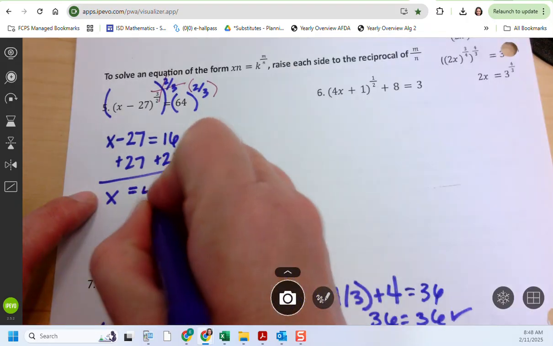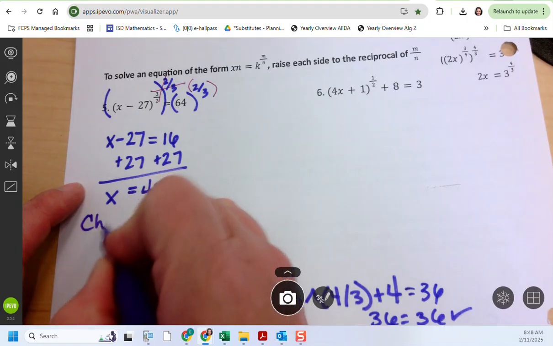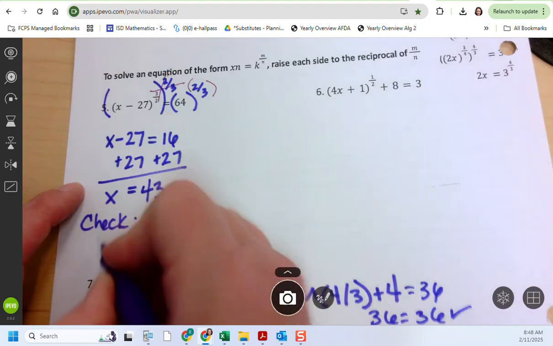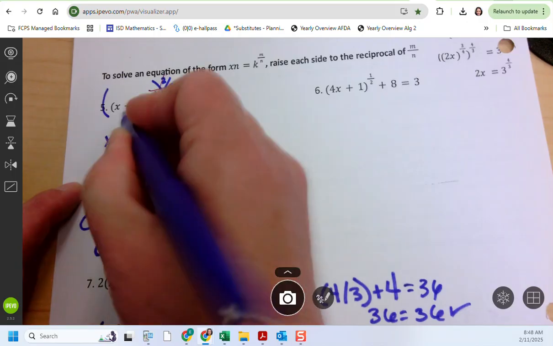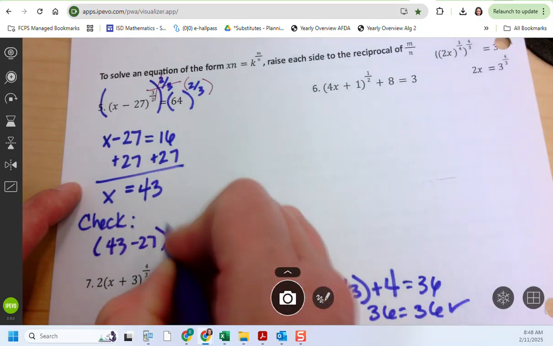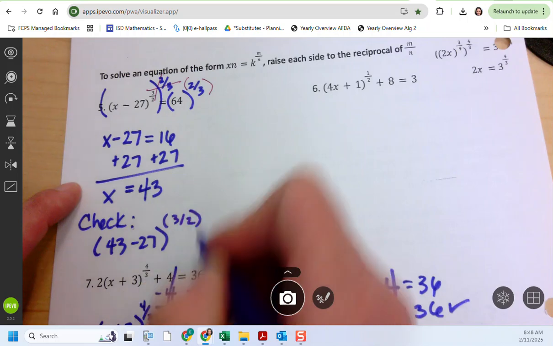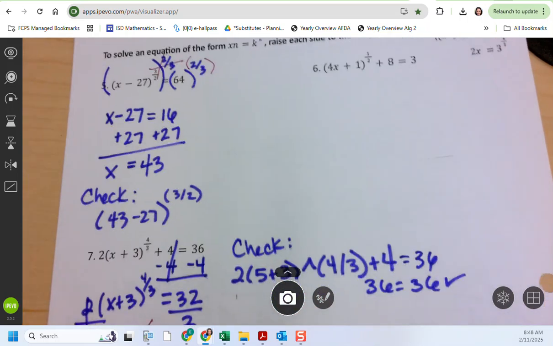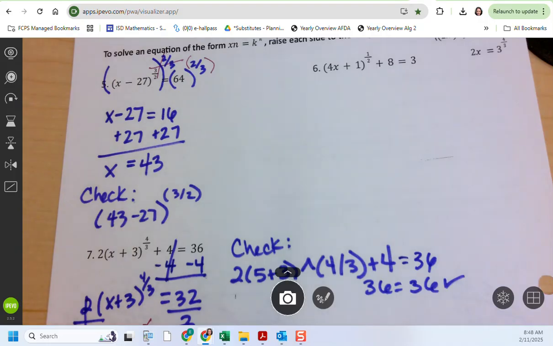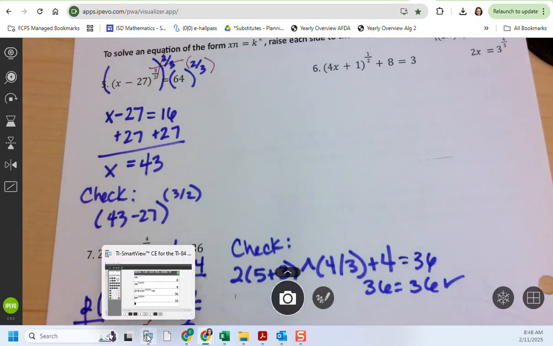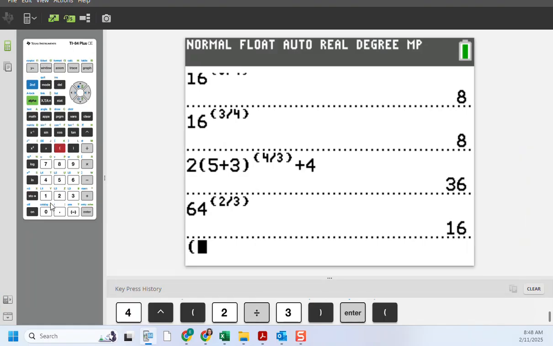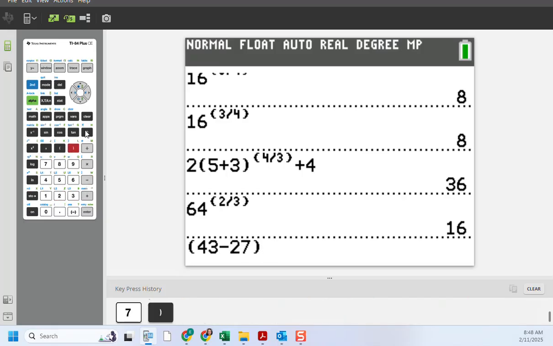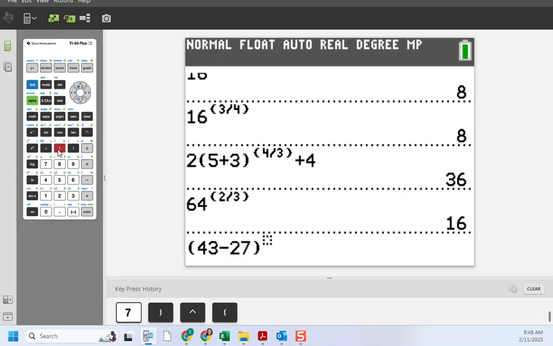And then we'll check it. So I'm doing 43 for my x minus 27 raised to the 3/2. Before it checks out. All right, so I'm going to go to the calculator. Parentheses, 43 minus 27, close parentheses, raised to the 3/2. And I do get 64, so it checks out. And so I box up this answer. Do problem 6 as our last problem.